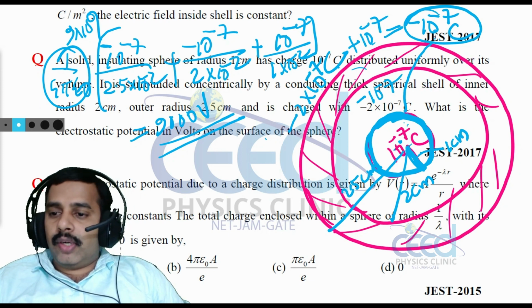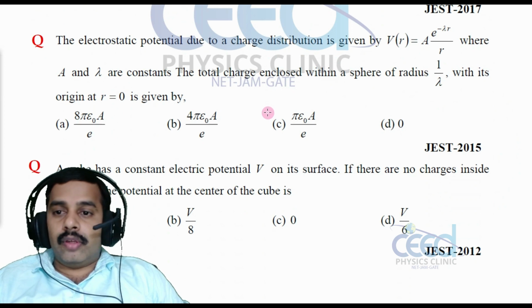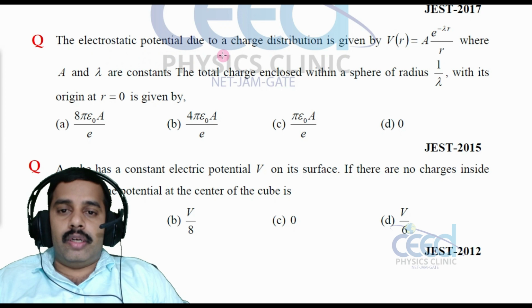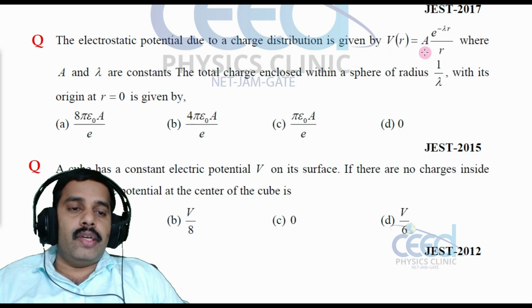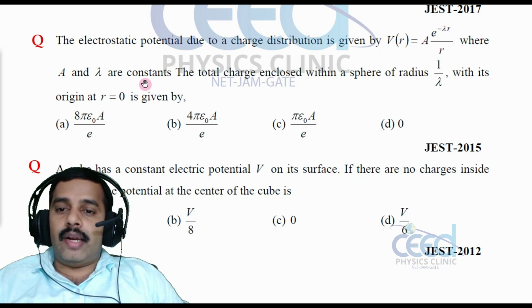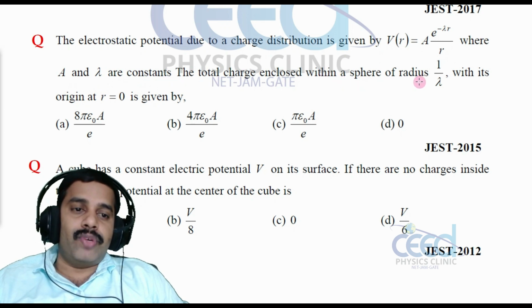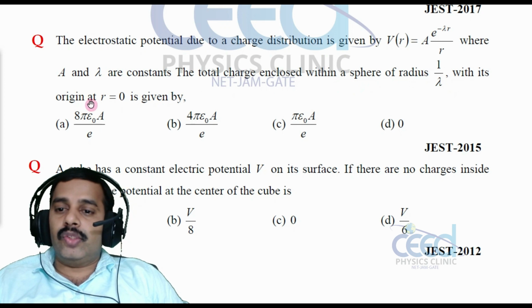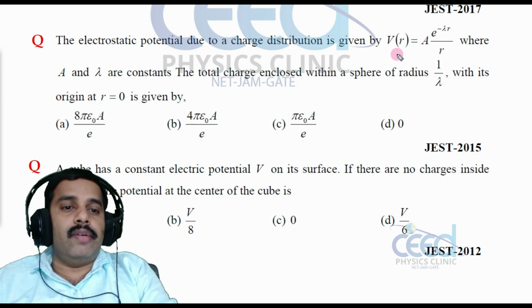Now we have another question here. The question is: the electrostatic potential due to a charge distribution is given by V of r equals A e raised to minus lambda r by r, where A and lambda are constants. The total charge enclosed within a sphere of radius 1 by lambda with its origin at r equals 0 is given by. So here V of r is given.